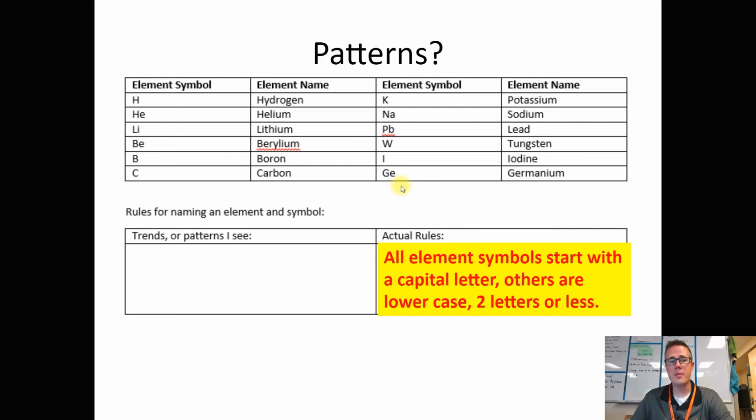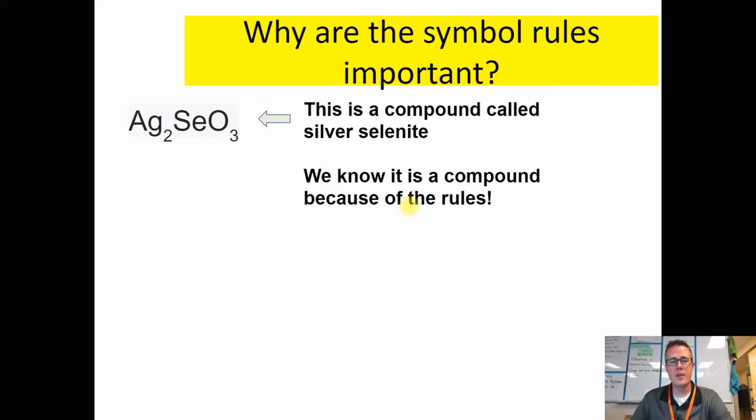So all the elements on the periodic table follow these rules, and sometimes we find or discover new ones, and whenever we do, if they get a new element, they have to follow these rules also. So make sure this is on your actual rules box. So here's why this is really important. If you're sitting there going, why bother coming up with these rules?